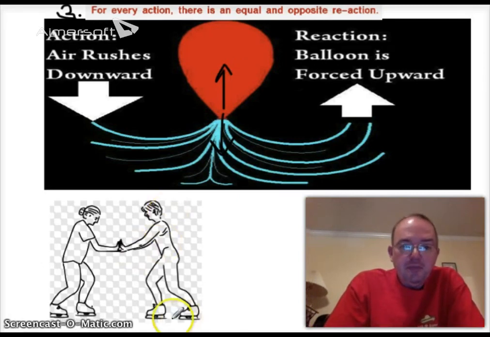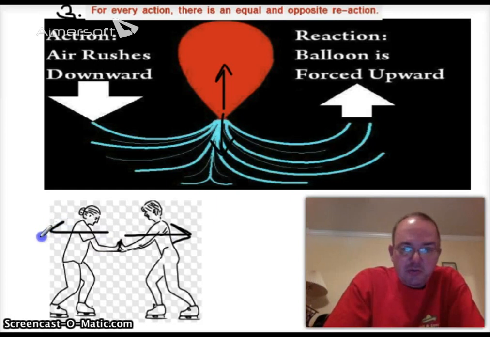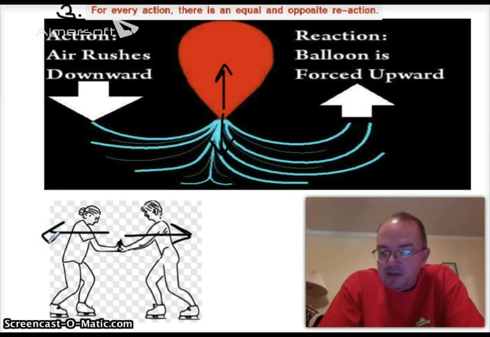Here we have two people on ice skates. Roller skates would do the same thing. What happens if they push together? Neither of them stay in the same spot. One is going to go that way, one is going to go that way. The same thing for like a rocket.